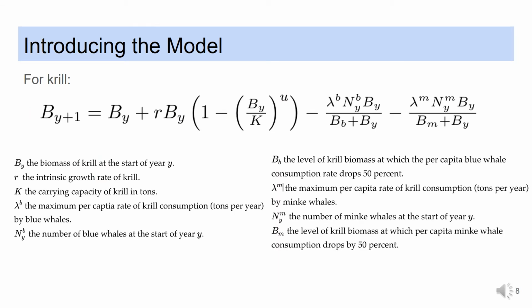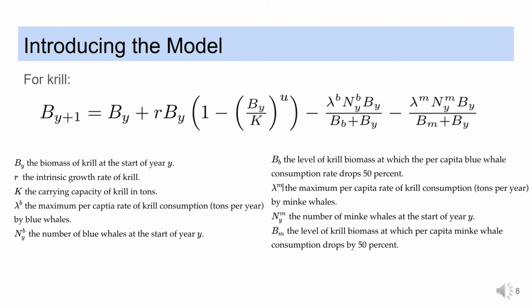The first equation in this multi-species system models the biomass of krill. I will mention that this is the most extensive equation due to the fact it is the prey of two predators. I will briefly go over the parameters in this equation. B sub y is the biomass of krill at the start of year y. R is the intrinsic growth rate of krill. K is the carrying capacity of krill in the unit tons.